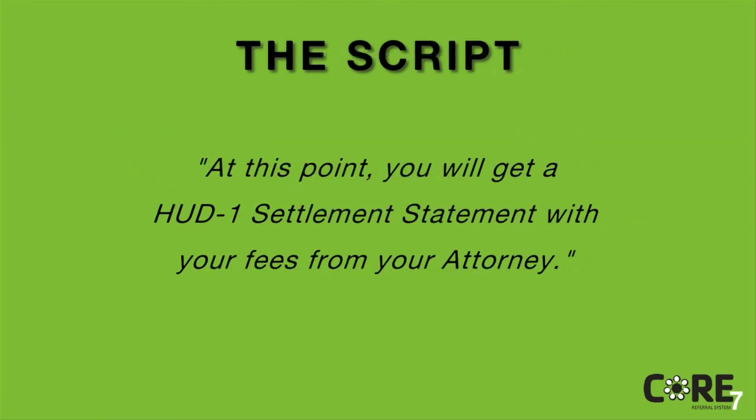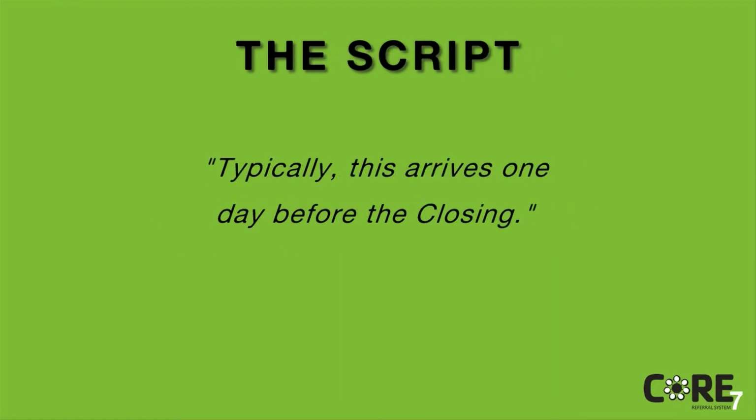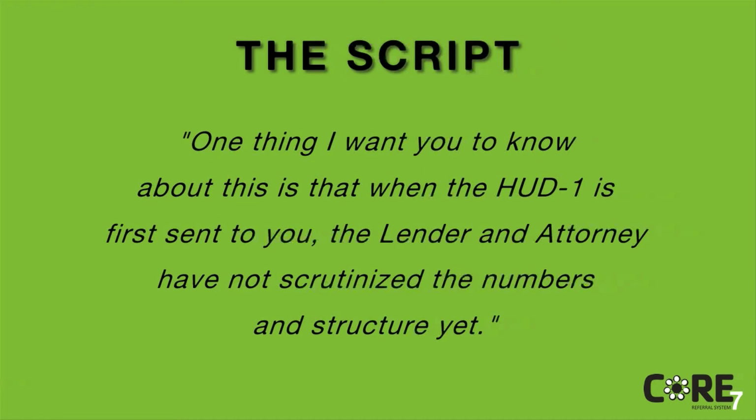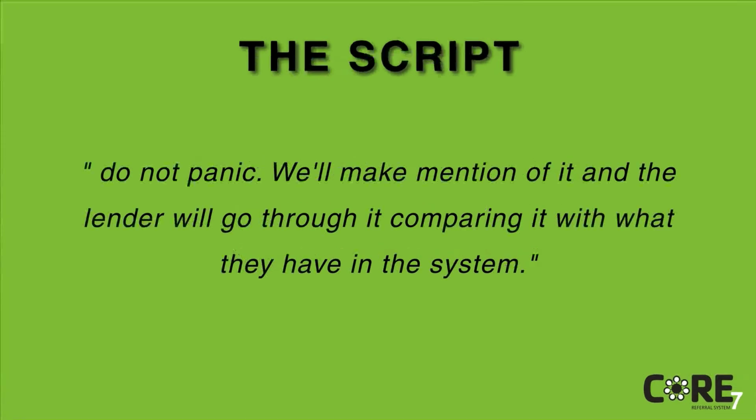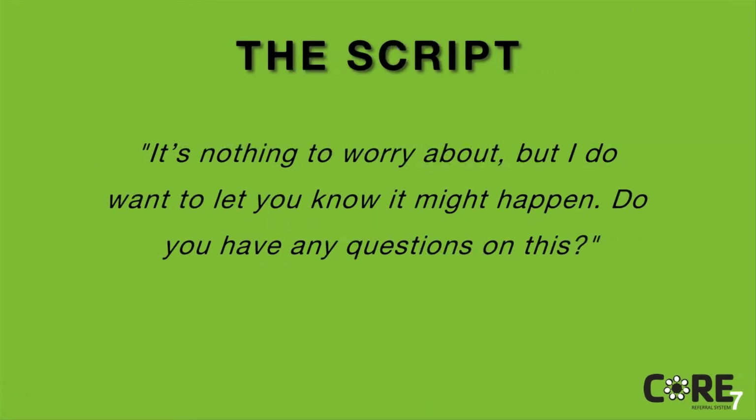At this point, you'll get a HUD-1 settlement statement with your closing fees from the attorney. Typically, this arrives one day before the closing. One thing I want you to know about this is that when the HUD-1 is first sent to you, the lender and attorney have not scrutinized the numbers and structure yet. There could be some figures on it about the loan structure that don't make sense. Do not panic. We'll make mention of it, and the lender will go through it, comparing it against what they have in the system. It's nothing to worry about, but I do want to let you know that it might happen. Do you have any questions on this?